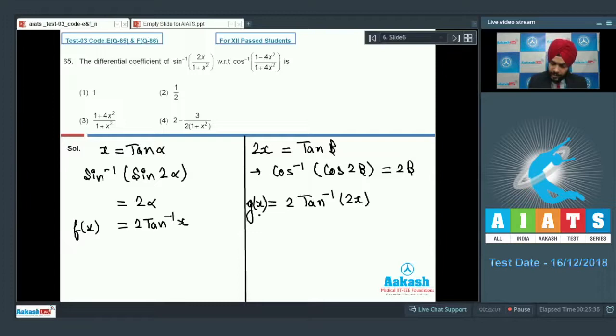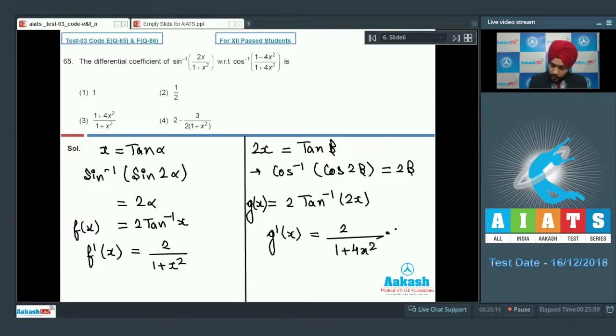We have to find out f dash x by g dash x. F dash x is 2 upon 1 plus x square. G dash x is 2 upon 1 plus 4x square into 2. So 4 upon 1 plus 4x square. Differential coefficient of this with respect to this, f dash x upon g dash x. So the answer will be 1 plus 4x square upon 2 into 1 plus x square.